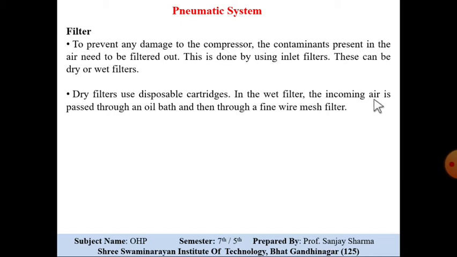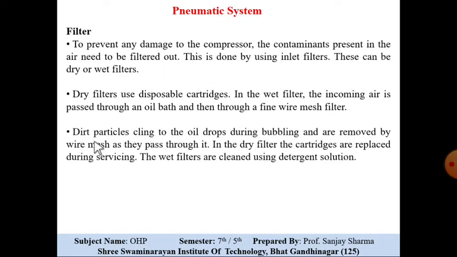In a wet filter, the incoming air is passed through an oil bath and then through a fine wire mesh filter. The use of the filter is to filter the air. Dirt particles cling to the oil droplets during bubbling and are removed by the wire mesh as they pass through it. So the oil droplets or dirt particles, when they cross through the wire mesh, are removed.